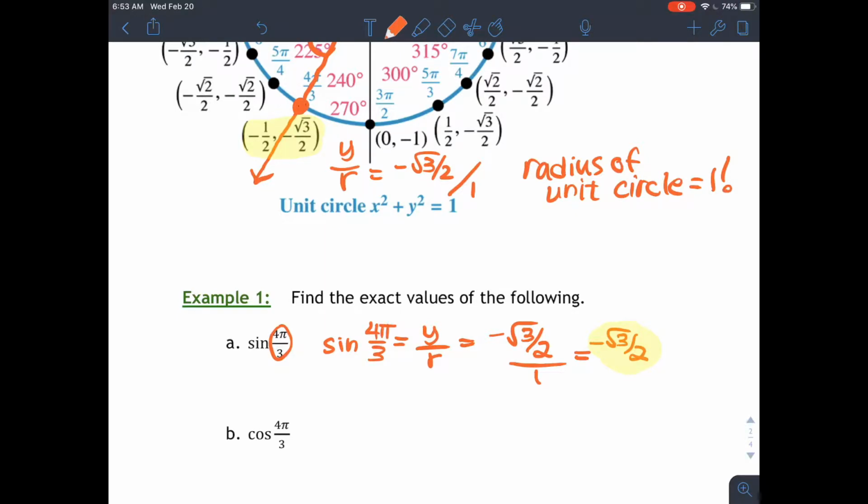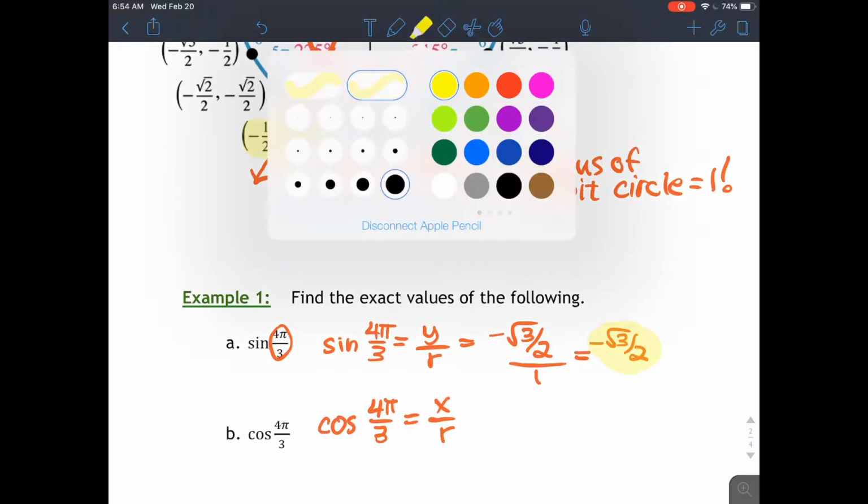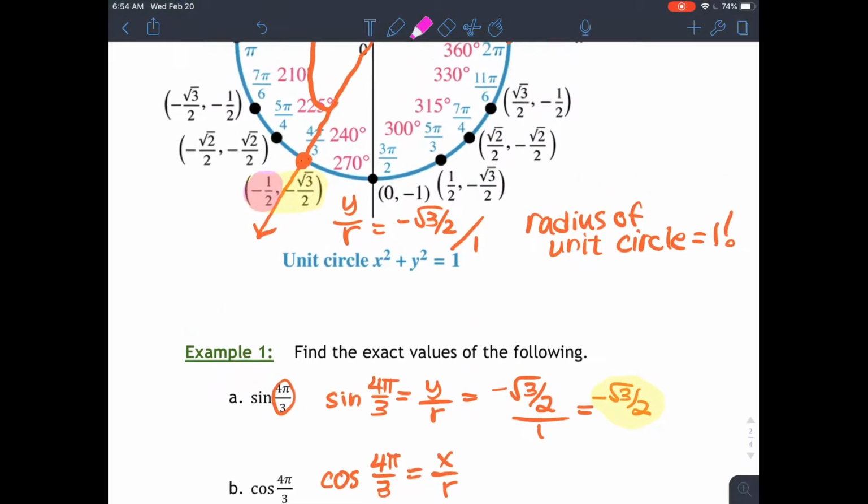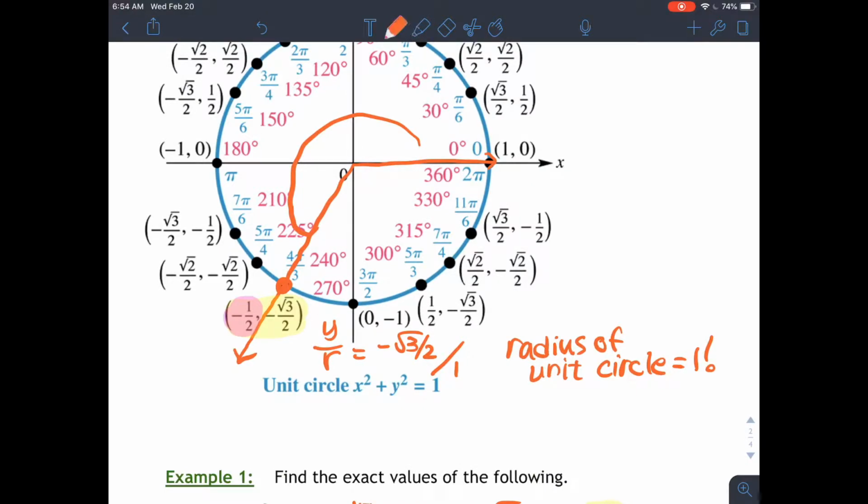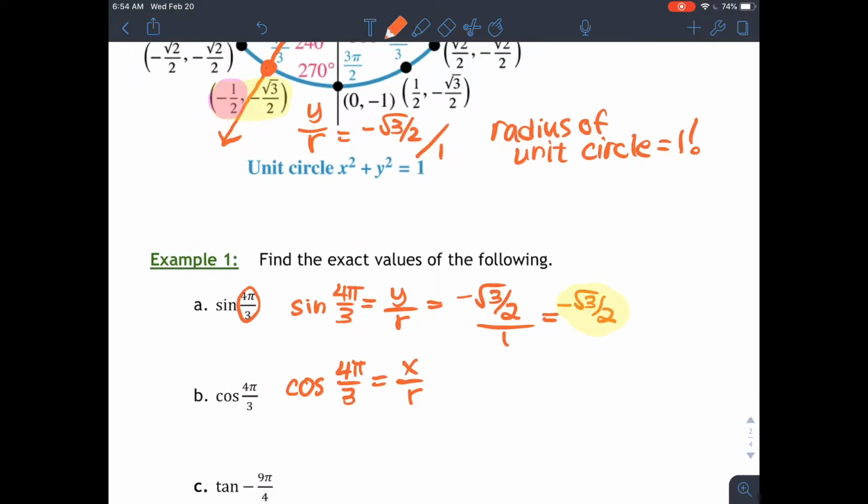Cosine, well, same angle. This time we want our cosine value, which is going to be the x coordinate divided by r. If you go back up and look at that point, your x coordinate is going to be negative 1/2. r is still 1 because we're still on the unit circle. So cosine of 4 pi over 3 is negative 1/2.